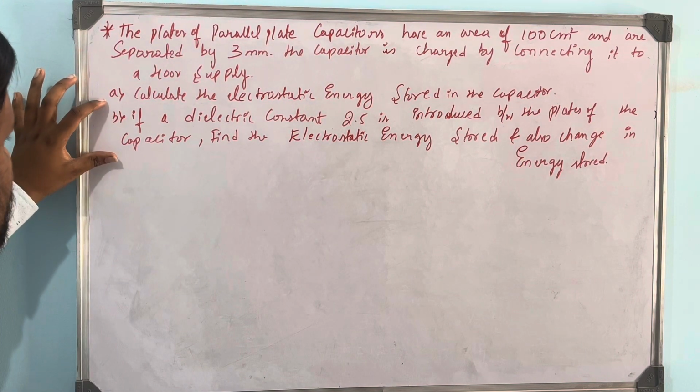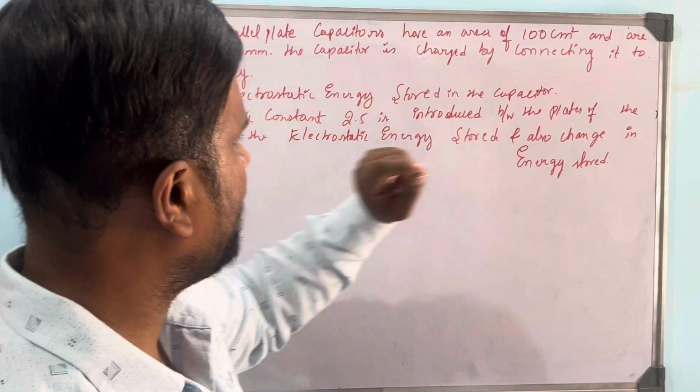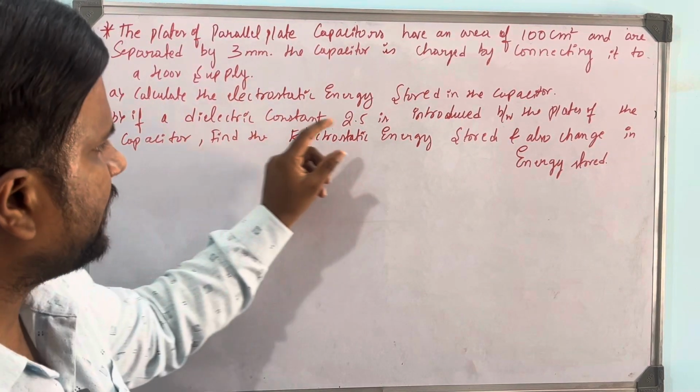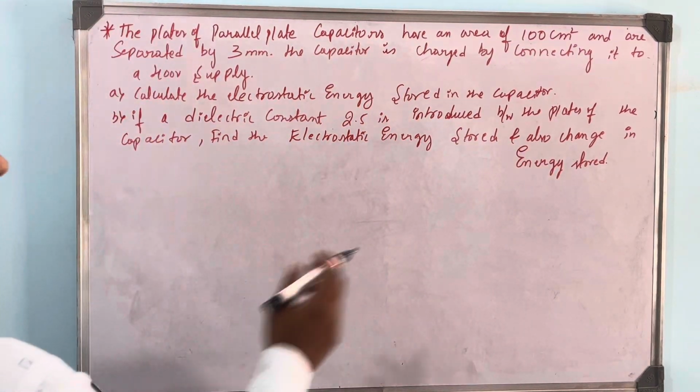And the B question is, if a dielectric constant of 2.5 is introduced between the plates of the capacitor, find the electrostatic energy stored and also the change in the electric energy stored.